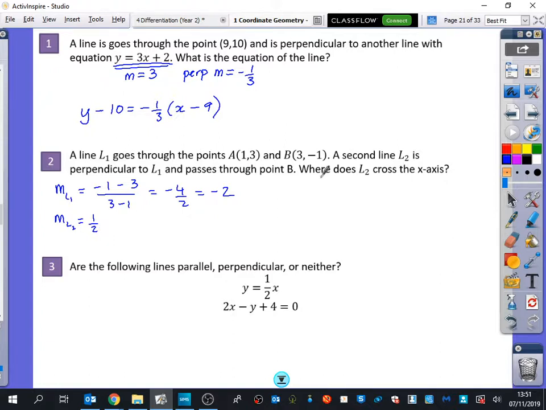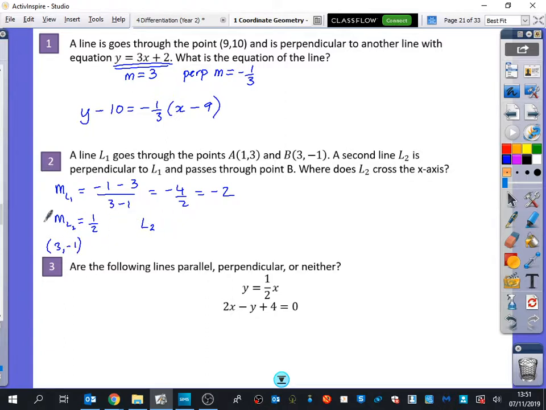So our equation of L2, which I'm going to just label L2 here and then start working out. Remember, our formula is going to be y minus y1 equals m brackets x minus x1. So we know that m is a half, but what point is it going through? Which point does it pass through for line 2? Pardon? B. It passes through B. A second line L2 is perpendicular to L1 and it passes through the point B. So the point B is (3, minus 1).